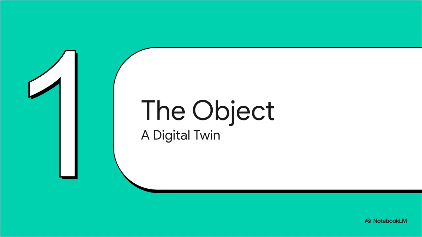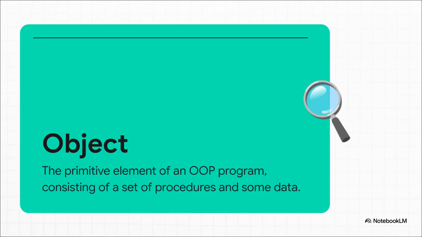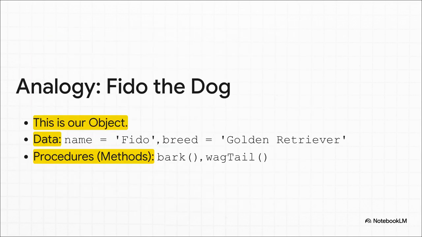And that brings us to the most fundamental building block of OOP, the object itself. A good way to think about it is like a digital twin of something from the real world. So what is an object when you're actually coding? Well, it's basically a neat little package, a container that holds two super important things together. First, it holds the data that describes it, and second, it holds the procedures, which we call methods, that define what it can do.